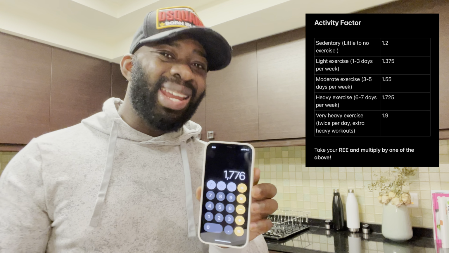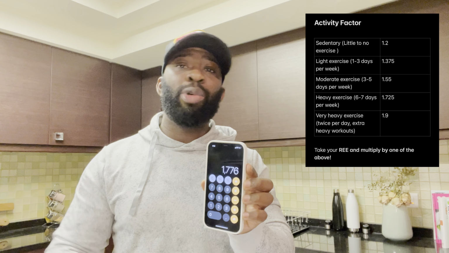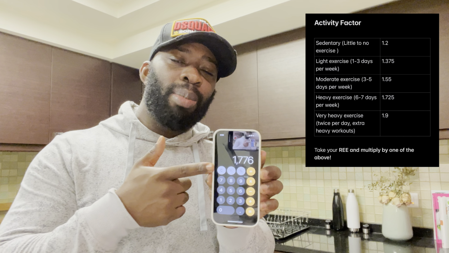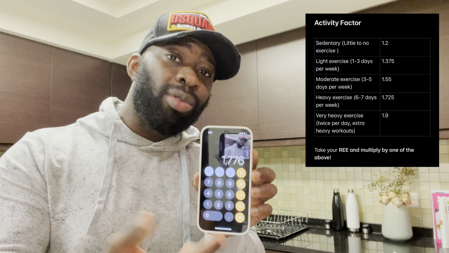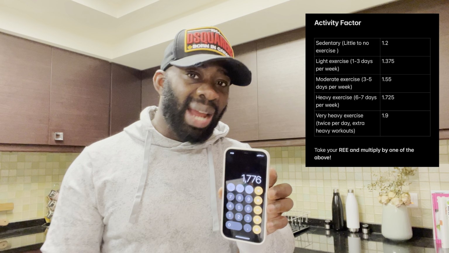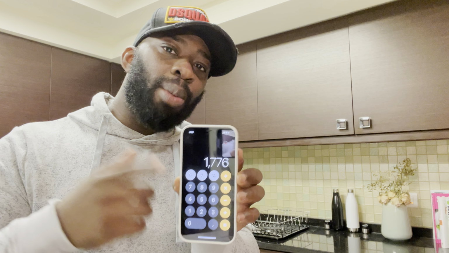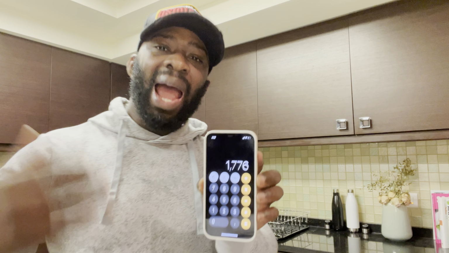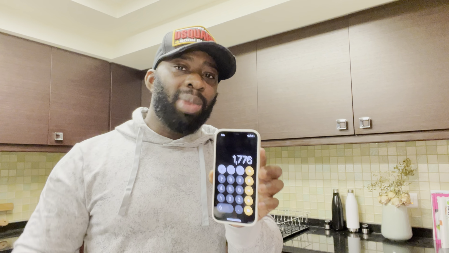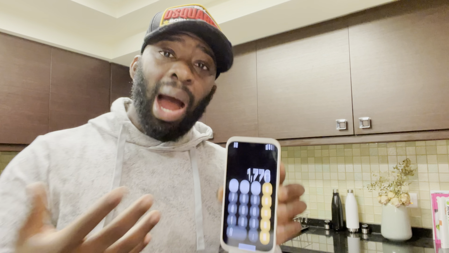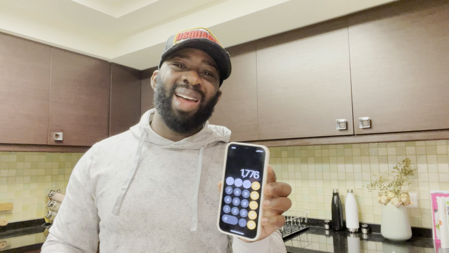If you're someone that's lightly active, so you train, let's say 1 to 3 times a week, but again, it's light exercise, you need to times this number by 1.375. If you are moderately active, you train 3 to 5 times per week, you need to times your number by 1.55. And if you're very active or extremely active, then please use what you see on the activity factor. So for me, I'm going to times my number by 1.55.